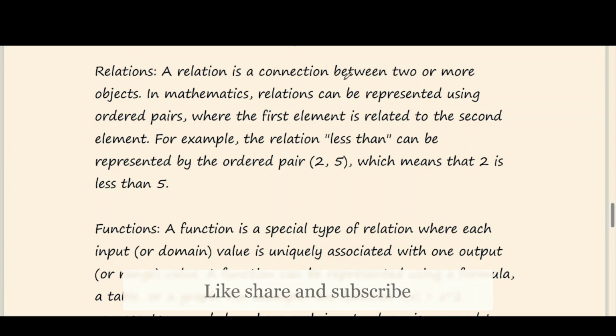See, a relation is a connection between two or more objects. We can say that we have two sets, suppose A and B. First we find the Cartesian product of A and B, and a relation from A to B can be a subset of the Cartesian product of A and B.